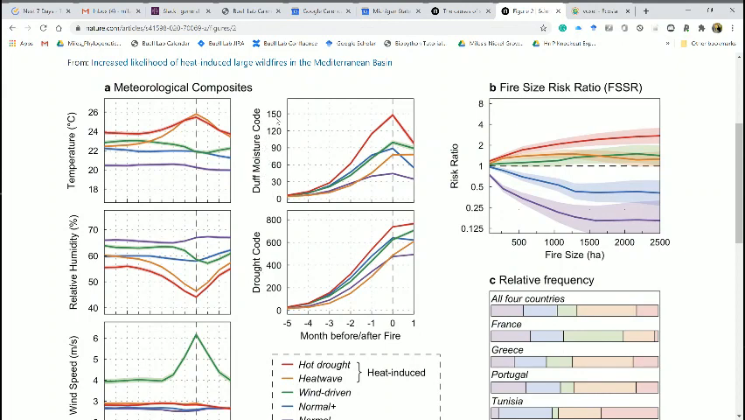I assume there's no relation to Duff beer from The Simpsons, but who knows? The Duff moisture code sounds like some kind of quality control measure that The Simpsons would have on Duff beer.